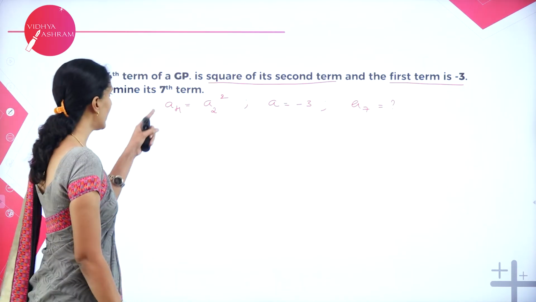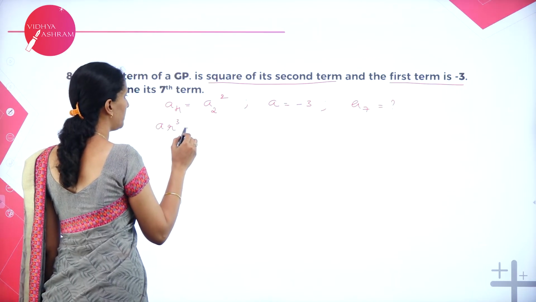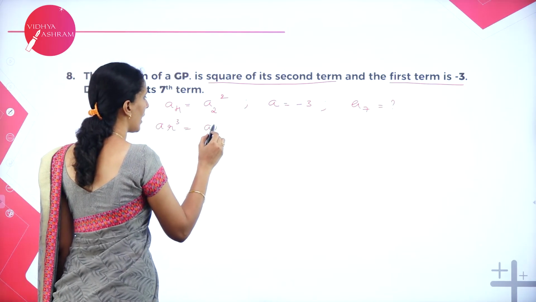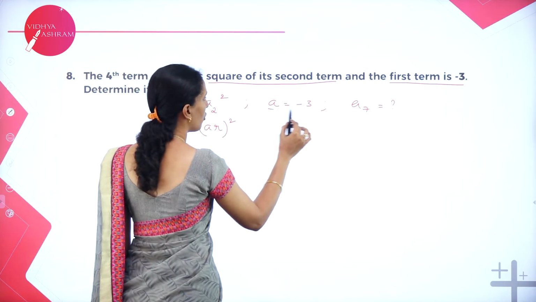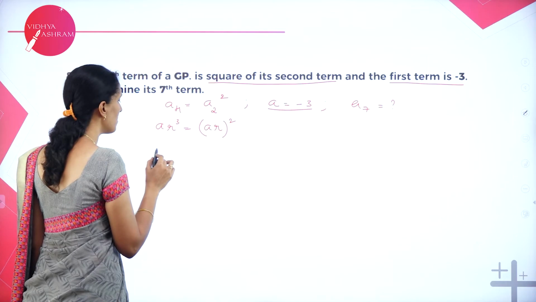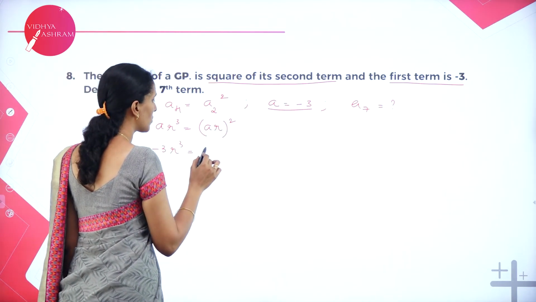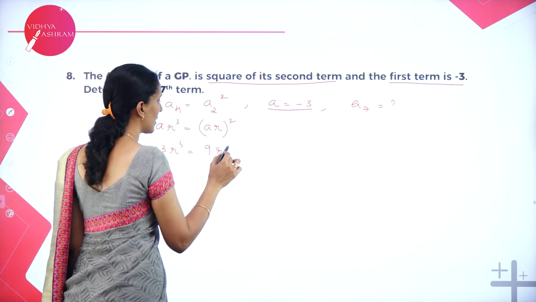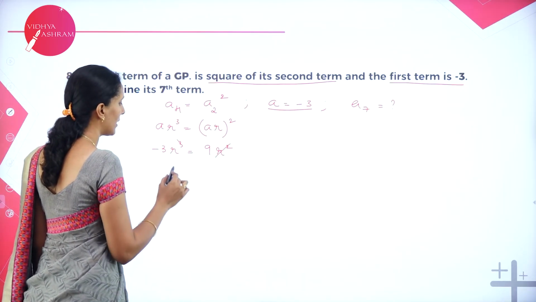So, now let's write A4. What is A4? It is a r cube. What is A2? It is (a r) whole square. So now we have the value of a as minus 3. So this becomes minus 3 r cube is equal to minus 3 whole square, which is 9, times r square. So let's see, r square and r get cancelled here.